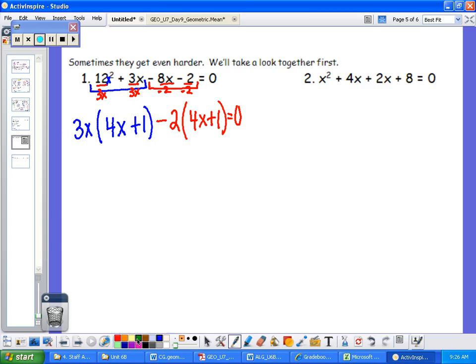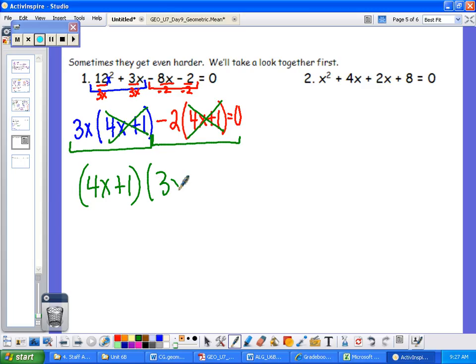Alright, so now I'm going to split up my two groups again. It's group, factor, group, factor. So what do these two have in common? 4x plus 1. And you mark it out. What are you left with? 3x minus 2. And from here, it's what you did at the beginning of class.